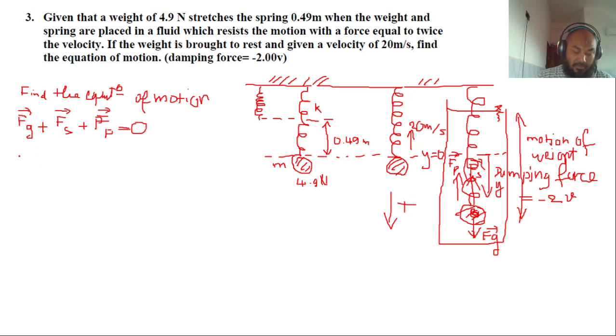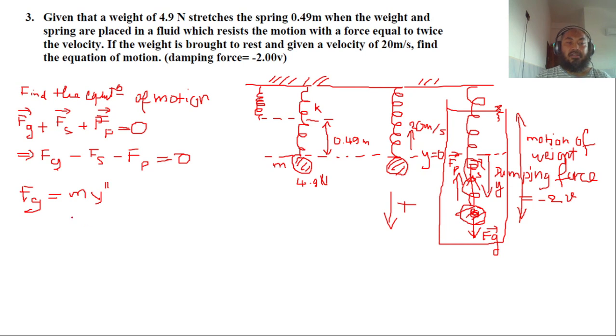When we take this as the magnitude, we have Fg downwards minus Fs minus Fp equal to 0. And then Fg, according to Newton's law, is equal to mass multiplied with the acceleration.